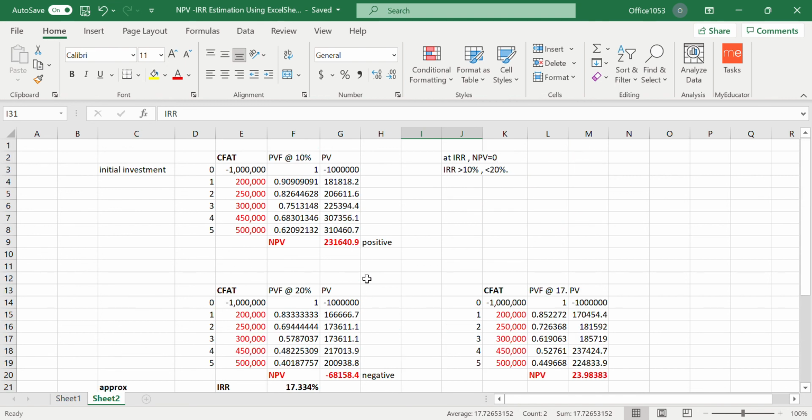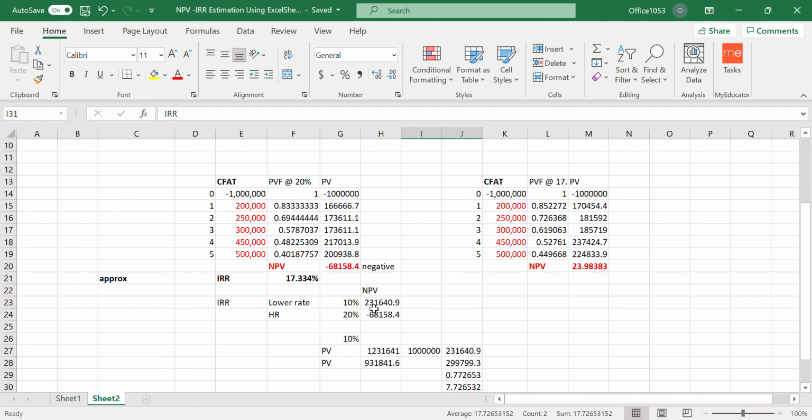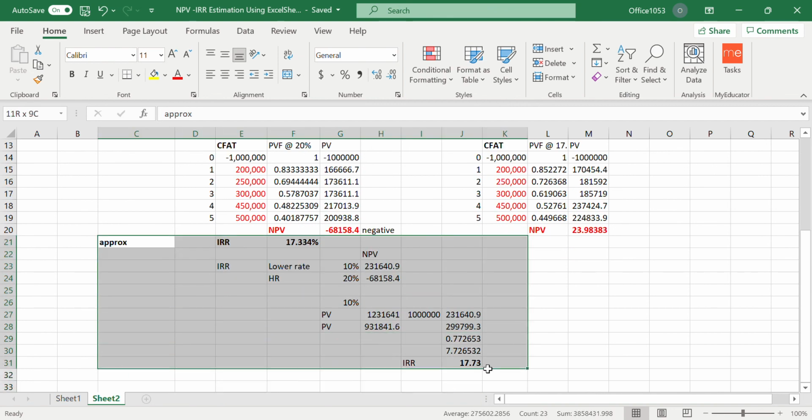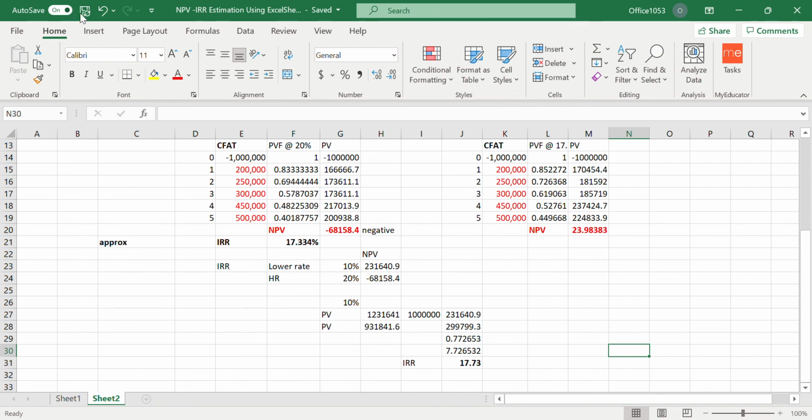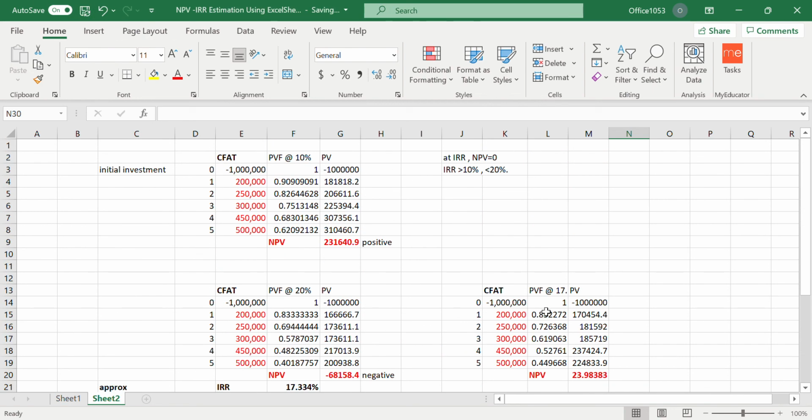So this is all about calculating the IRR of the project through an Excel sheet. You can use either of the methods as instructed to you in your class. You can do any one of them.